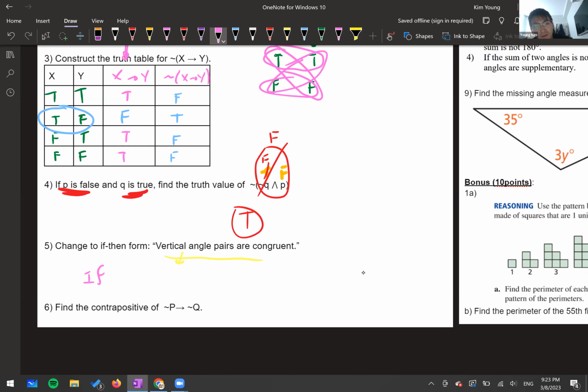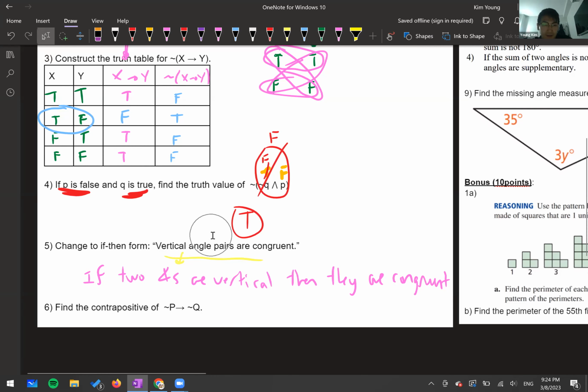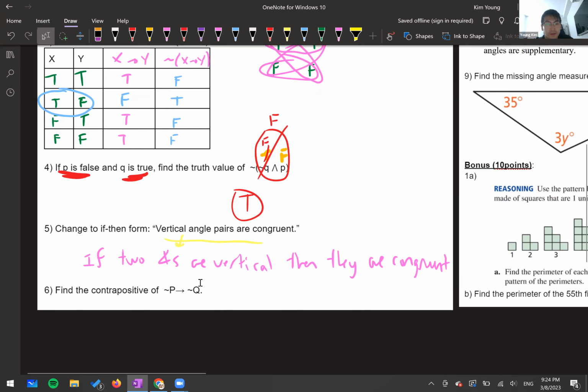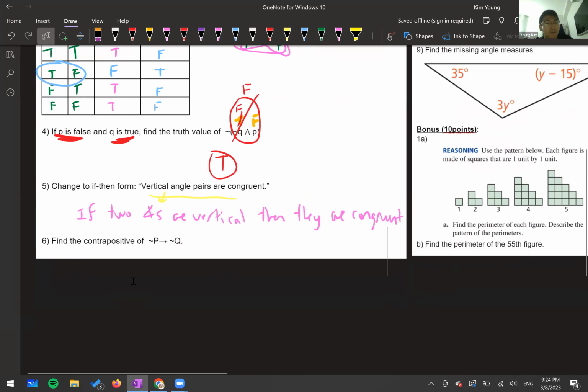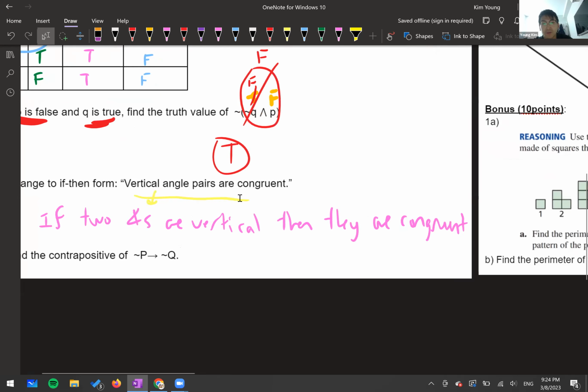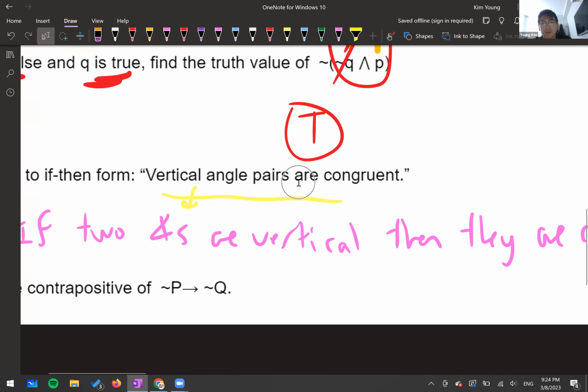If two angles are vertical, then they are congruent. And that's equivalent to the statement I gave here. You could also say if you have a vertical angle pair, then that pair must be congruent. So those angles have to have the same measure. And that's a fact, by the way. So if I ask you what's the truth value of this, you just take it, yeah, it's true.